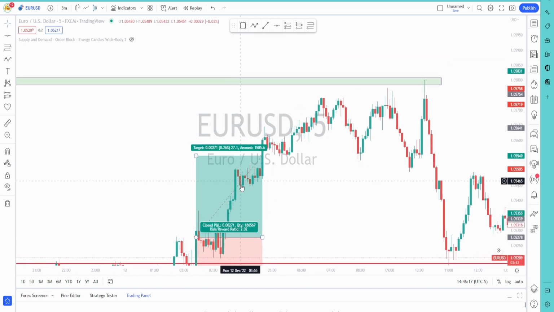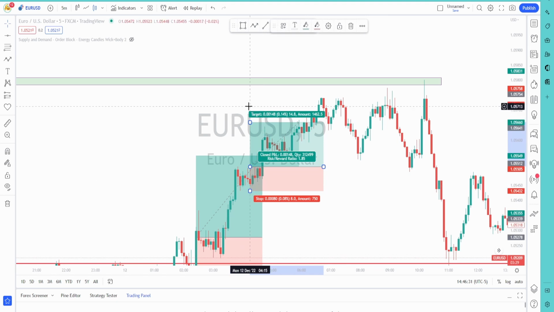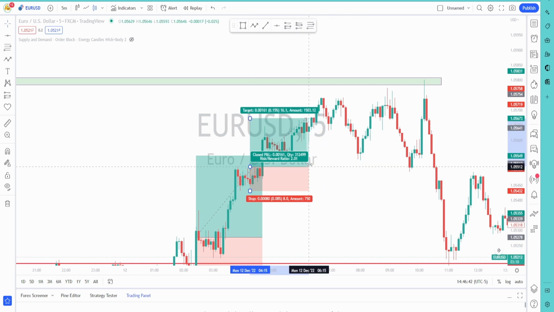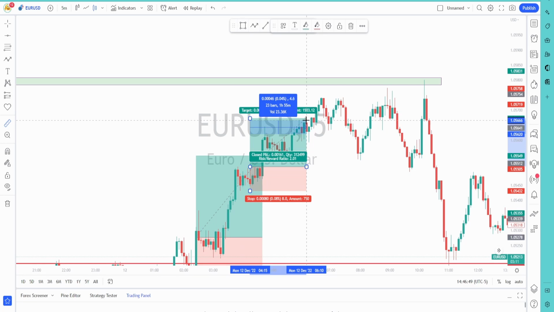And then you see another pullback here. And you'd be looking for an opportunity. It looks like this candle would have triggered it. Stop loss would have been below, and aiming for a 1 to 2. And we'll just say that's it right there. And it hits it right there. And this was less than 2 hours for this trade.